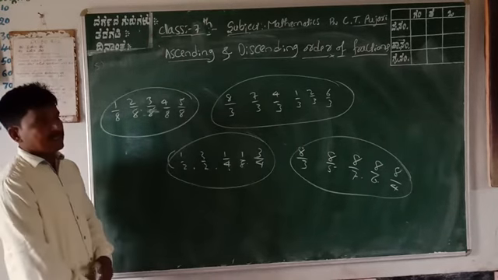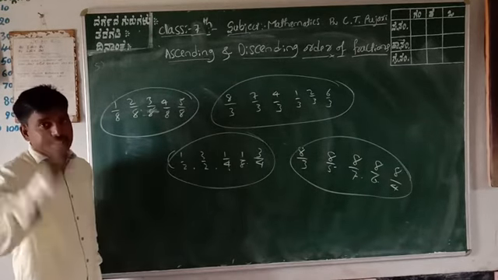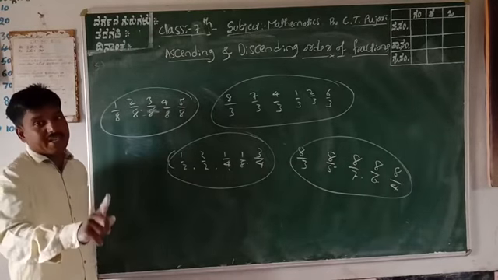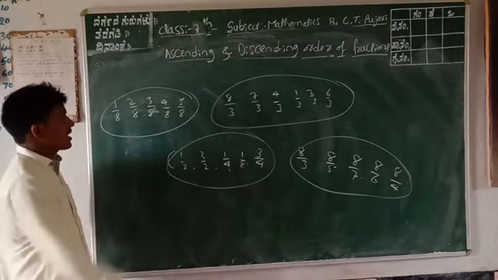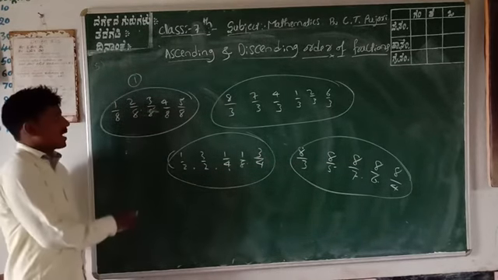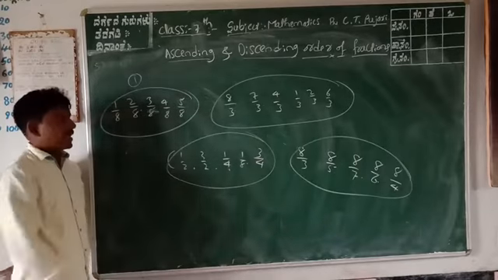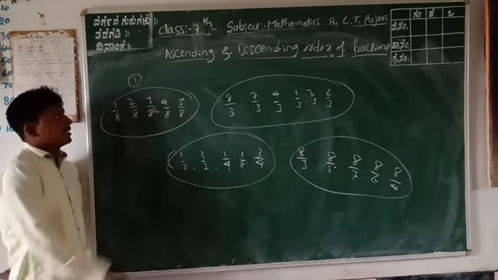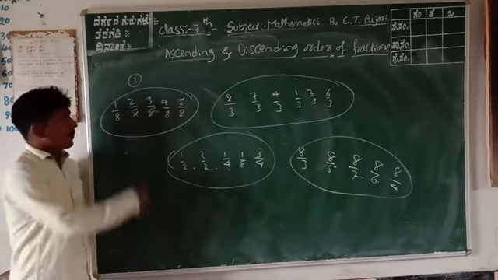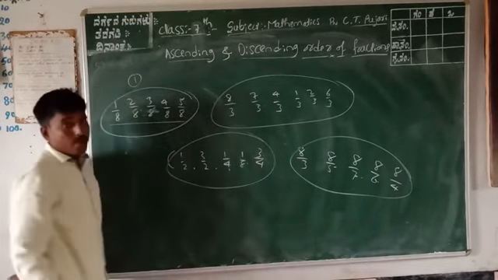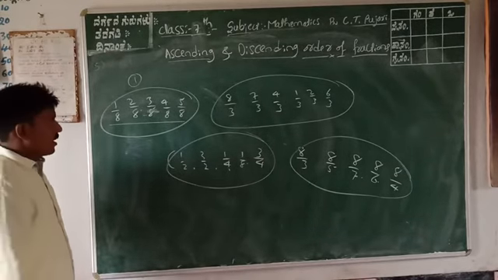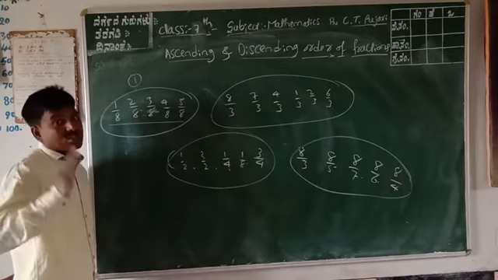Dear students, for ascending order and descending order, you first study comparing which number is bigger and which number is smaller. First of all, study only the first group. In this one, the first fraction is 1 by 8, second one is 2 by 8, third one is 3 by 8, then 4 by 8, 5 by 8. In this group, which one is the biggest number, which one is the smallest number? Consider there are some rules here.